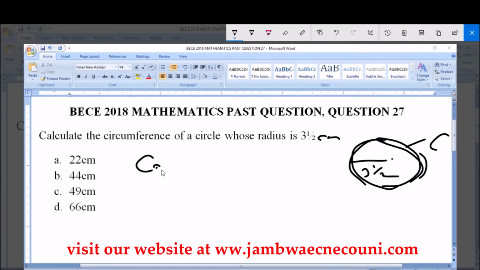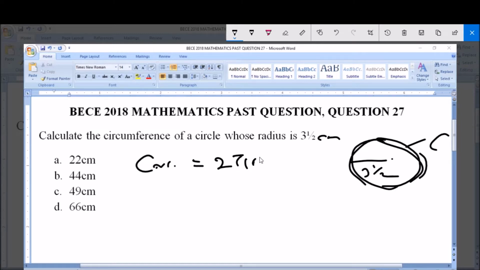of a circle is given as 2 pi r. That is 2 multiplied by pi multiplied by the radius of the circle, and pi is equal to 22 over 7, and r, which is our radius, is given to us as what? 3 whole number 1 over 2.